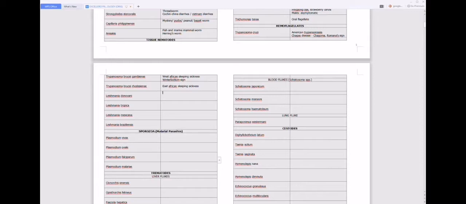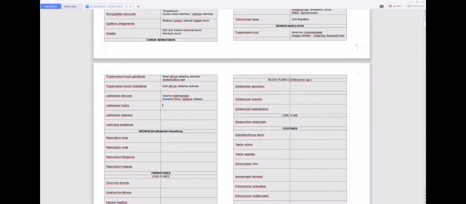Now, we will go to the Leishmania species. So, Leishmania species. First, Leishmania donovani can cause visceral leishmaniasis. Leishmaniasis, okay? Donovani, visceral. It can also cause dum-dum fever. So I think you've heard of this. Dum-dum fever and Kala-azar disease, okay? So Leishmania donovani, visceral leishmaniasis, dum-dum fever, and Kala-azar disease.